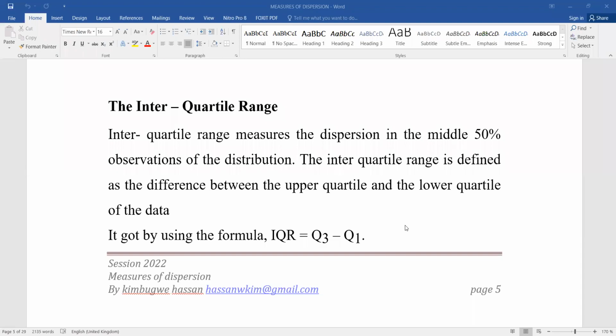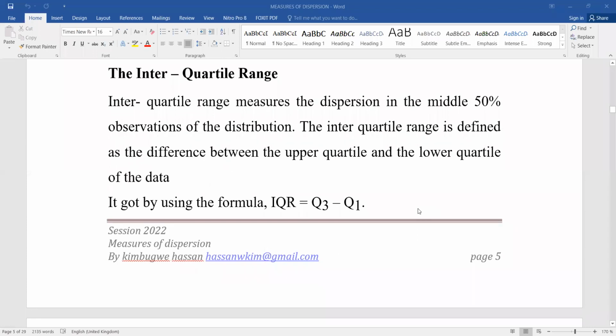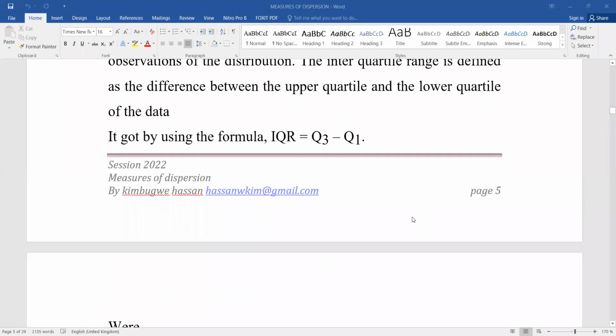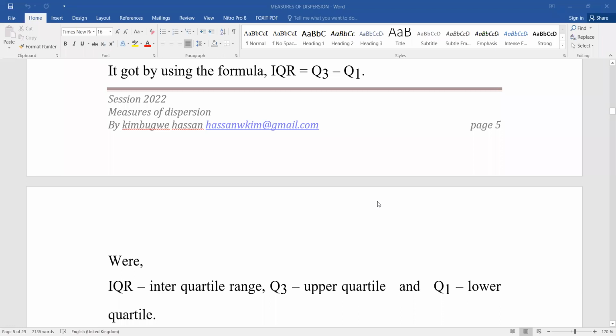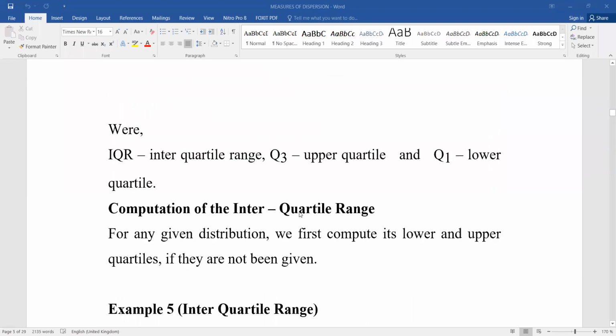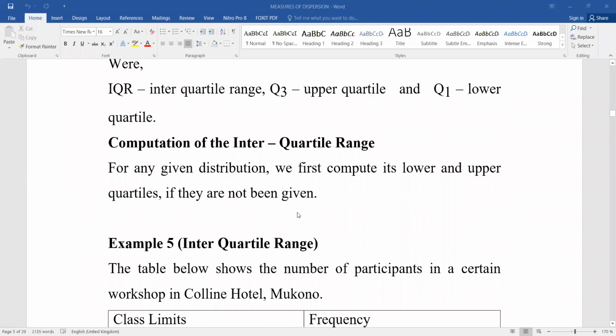Interquartile range. The interquartile range measures the dispersion in the middle, that is, 50% of the observations of the distribution. It is defined as the difference between the upper quartile and the lower quartile of the data. It is got by using the formula IQR is equal to Q3 minus Q1. So you get the upper quartile minus the lower quartile.